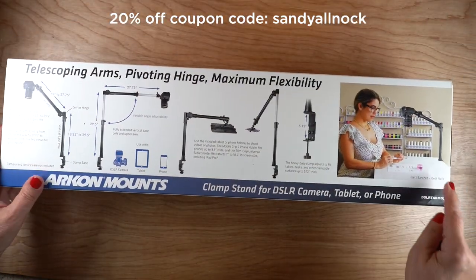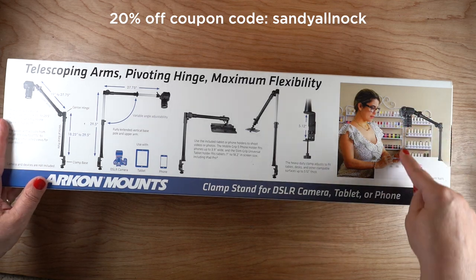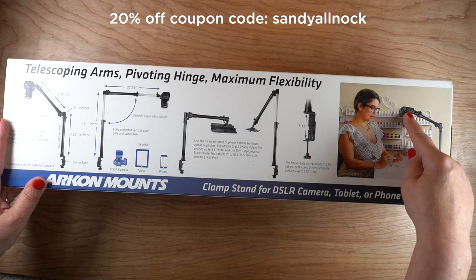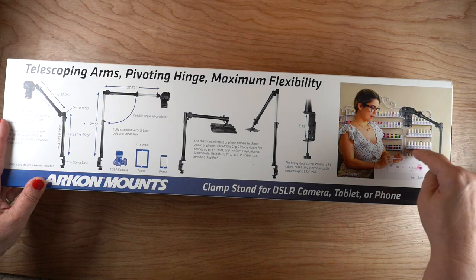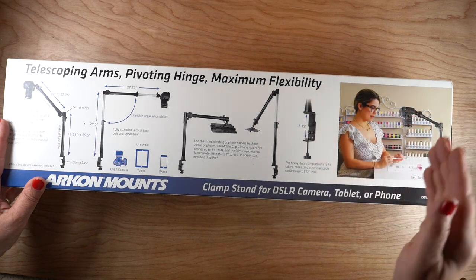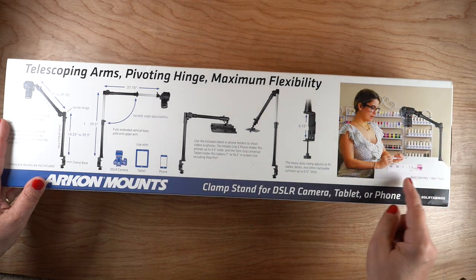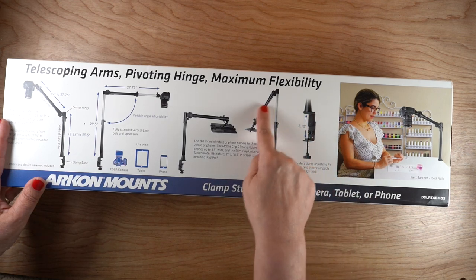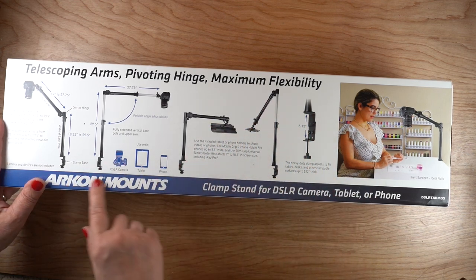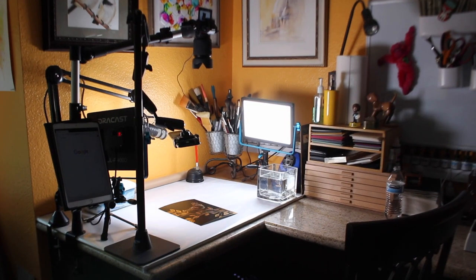The lady in the picture is showing you how most people will use it. Clamp it to the table that you're working on and point it toward yourself so the camera comes down right in front of you where you're working. I had to put mine on the side so it would come in toward the workspace. But this stand has tons of arms and hinges and things that you can adjust with, which is really nice.